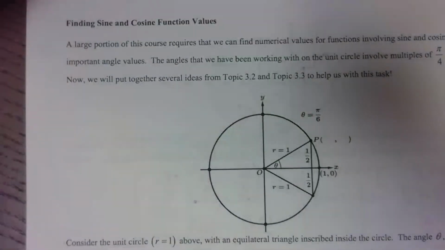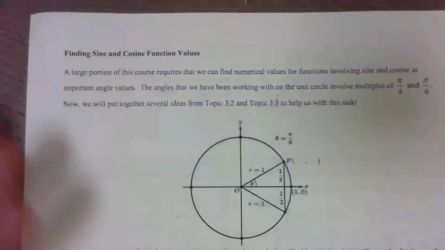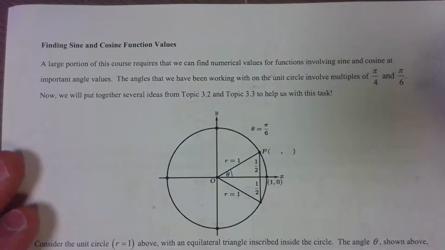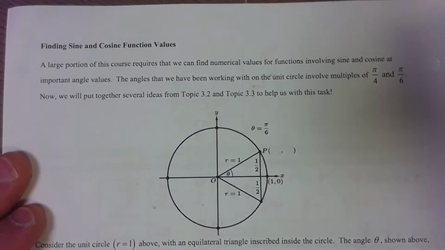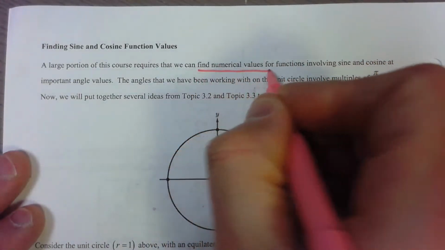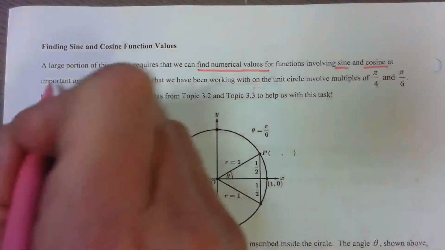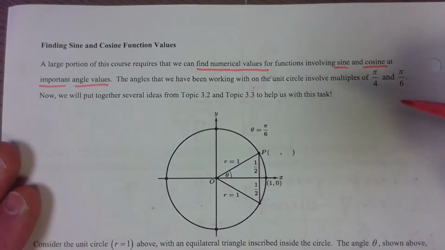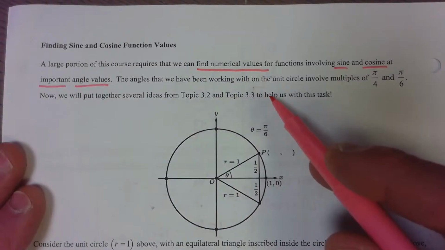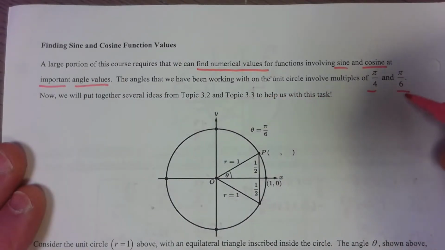Okay, so finding sine and cosine function values. This is going to be a little bit different than what we did on block day. In this particular case, what we're going to be doing is finding numerical values for functions involving sine and cosine at important angle values, right? We've talked about a lot of those important angle values on our unit circle, so we know what those are. The angles that we've been working on involve multiples of pi over 4 and pi over 6, right? So pi over 6 can also include pi over 3. We can just reduce that pi over 6 fraction sometimes to get to a pi over 3.